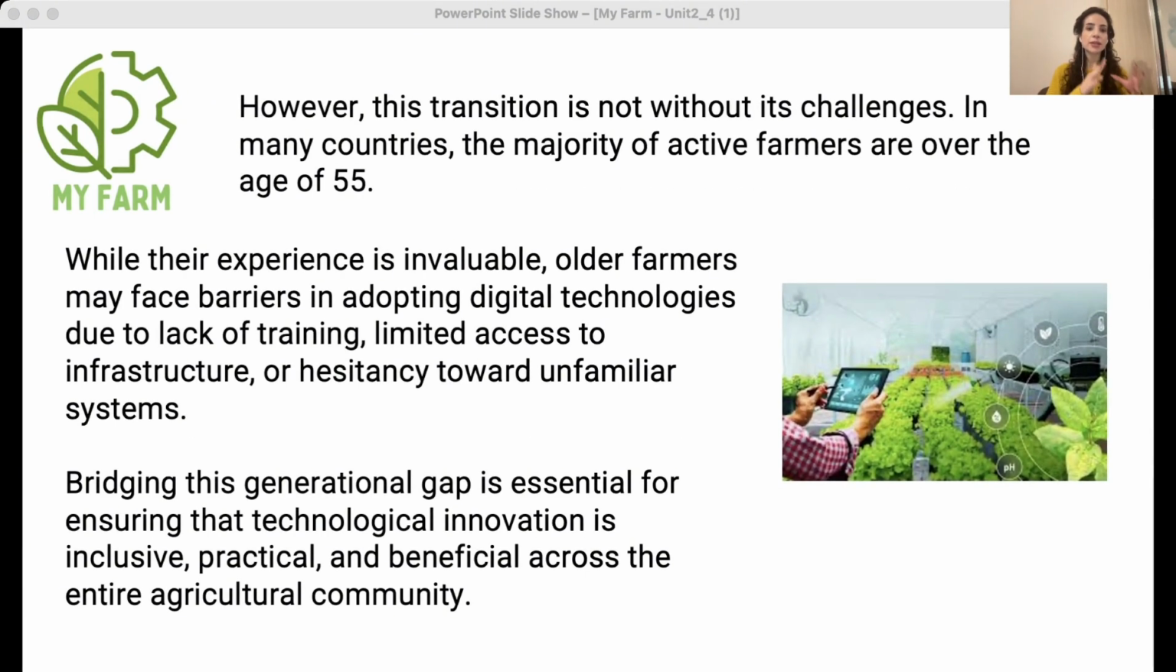Despite its benefits, technology adoption is not always easy. In many regions, the majority of active farmers are over the age of 55. While experience is invaluable, limited training, infrastructure gaps, or hesitation towards unfamiliar systems can slow the adaptation process. Closing the generational gap in agriculture is essential if technological innovation is to be truly effective.